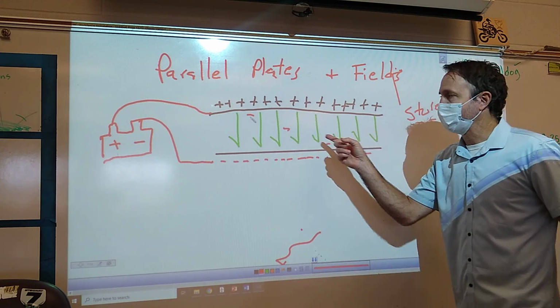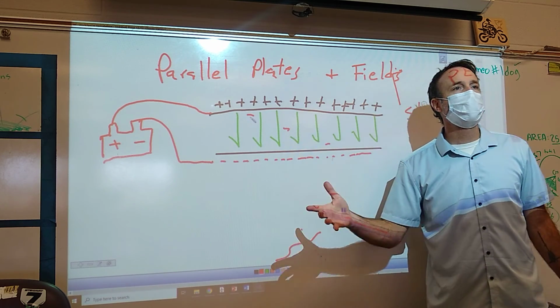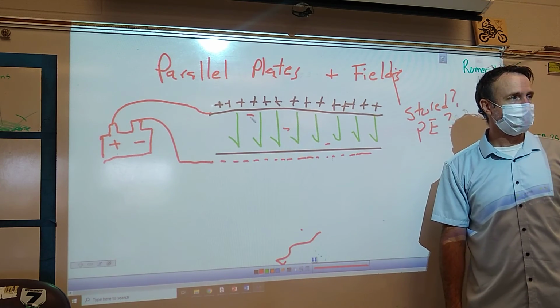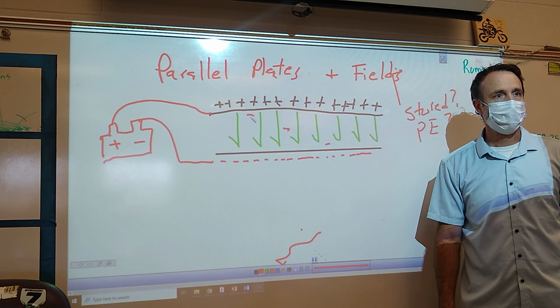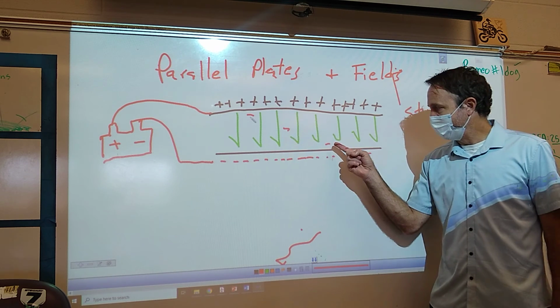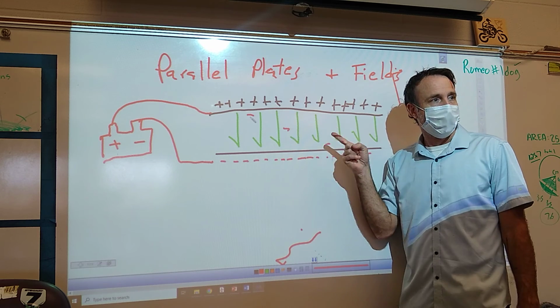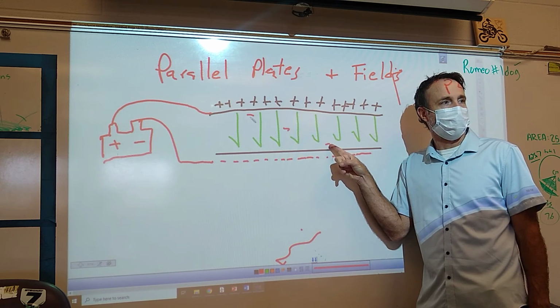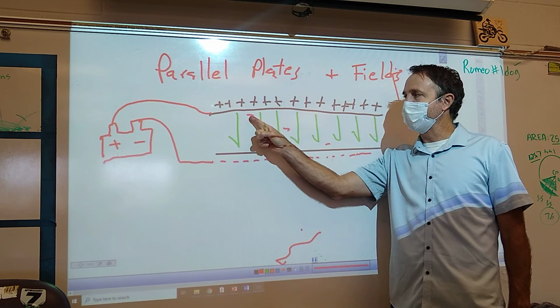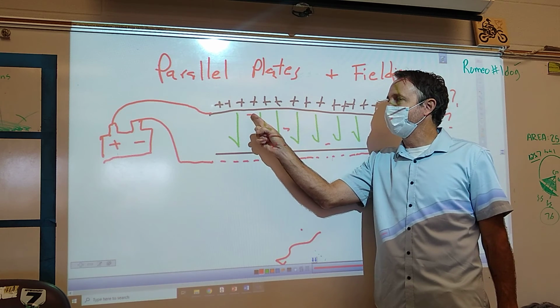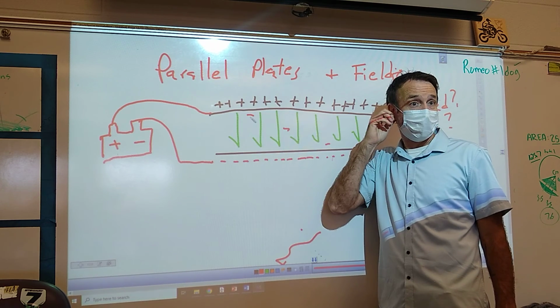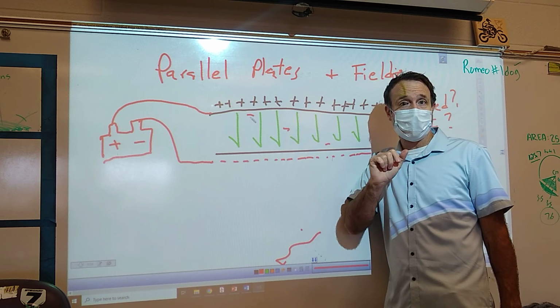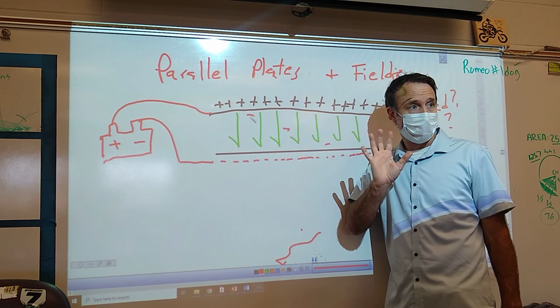Which one of these electrons has the most potential energy? Ryan. Yeah, this one's got longer left to move. This one has the most potential energy. This one has the least potential energy because it's only going to move that far. Does that make sense?